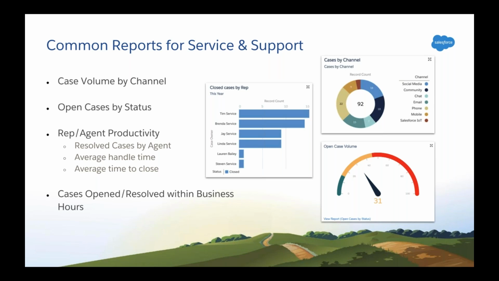And a lot of teams focus on understanding their agent team's productivity. So some agent productivity reports, such as resolved cases by agent or average time to close, would show you which agents are resolving the most cases and how much time they're spending on their cases on average. These are just a few examples of what information you have the power of gathering through Service Cloud reporting.